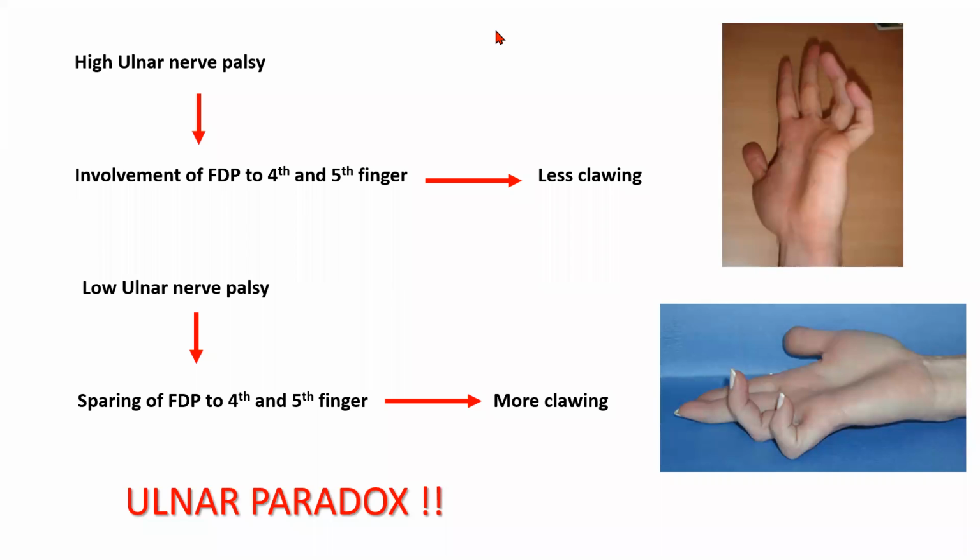We put all of these splints for correcting the motor aspect of the palsy, sir. What do we do for the sensation that is lost because of the nerve palsy, sir? Very good question.